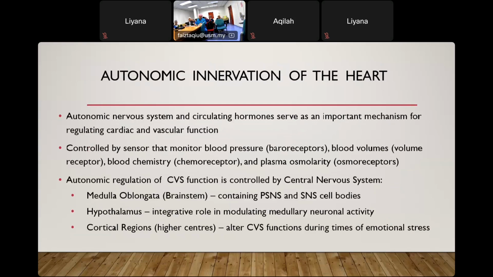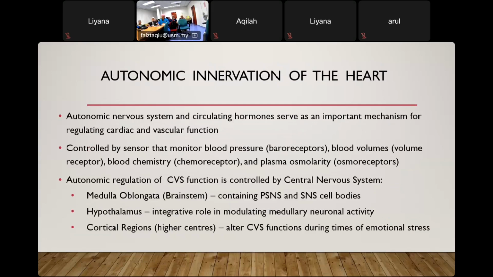The autonomic innervation of the heart. The autonomic nervous system and circulating hormones serve as important mechanisms for regulating cardiac and vascular function. Basically, it is controlled by sensors that monitor the blood pressure. We have baroreceptors, volume receptors, chemoreceptors, and plasma osmolarity osmoreceptors.